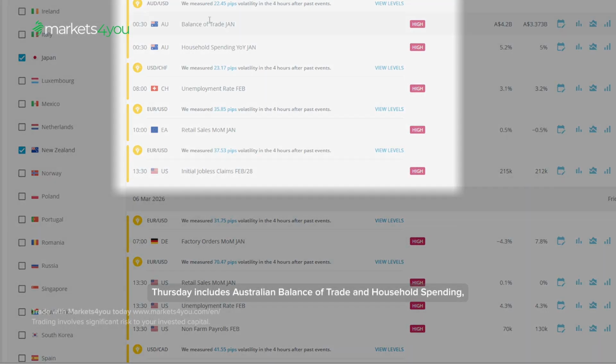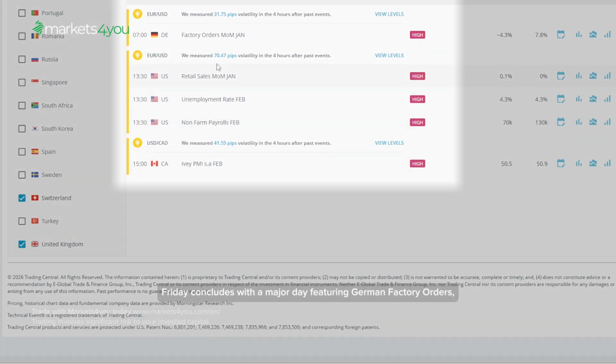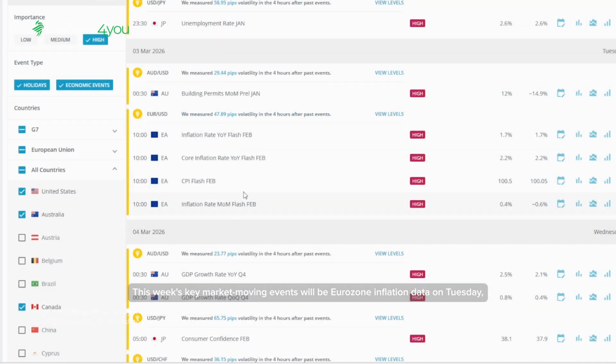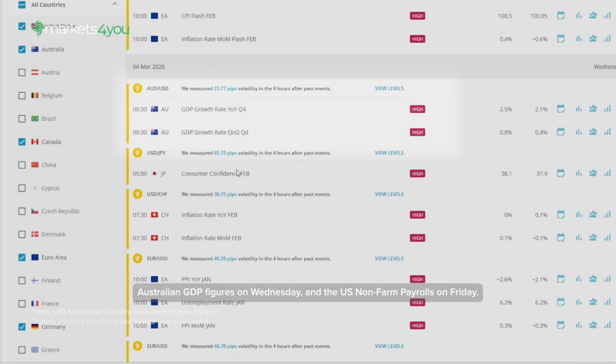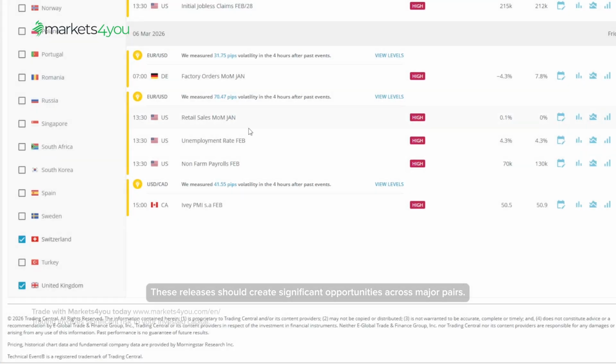Thursday includes Australian balance of trade and household spending, Swiss unemployment rate, Eurozone retail sales, and US initial jobless claims. Friday concludes with a major day featuring German factory orders, the crucial US Non-Farm Payrolls data along with the unemployment rate, US retail sales, and Canadian Ivey PMI. This week's key market-moving events will be Eurozone inflation data on Tuesday, Australian GDP figures on Wednesday, and the US non-farm payrolls on Friday. These releases should create significant opportunities across major pairs.